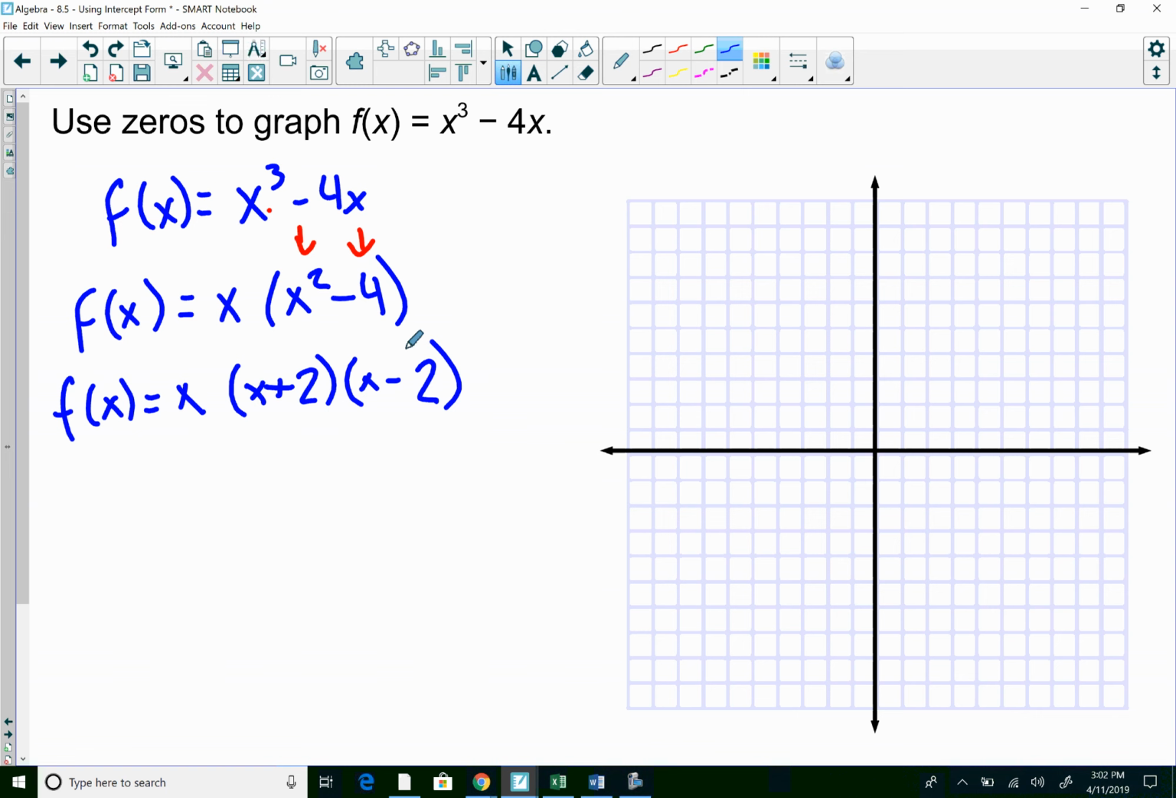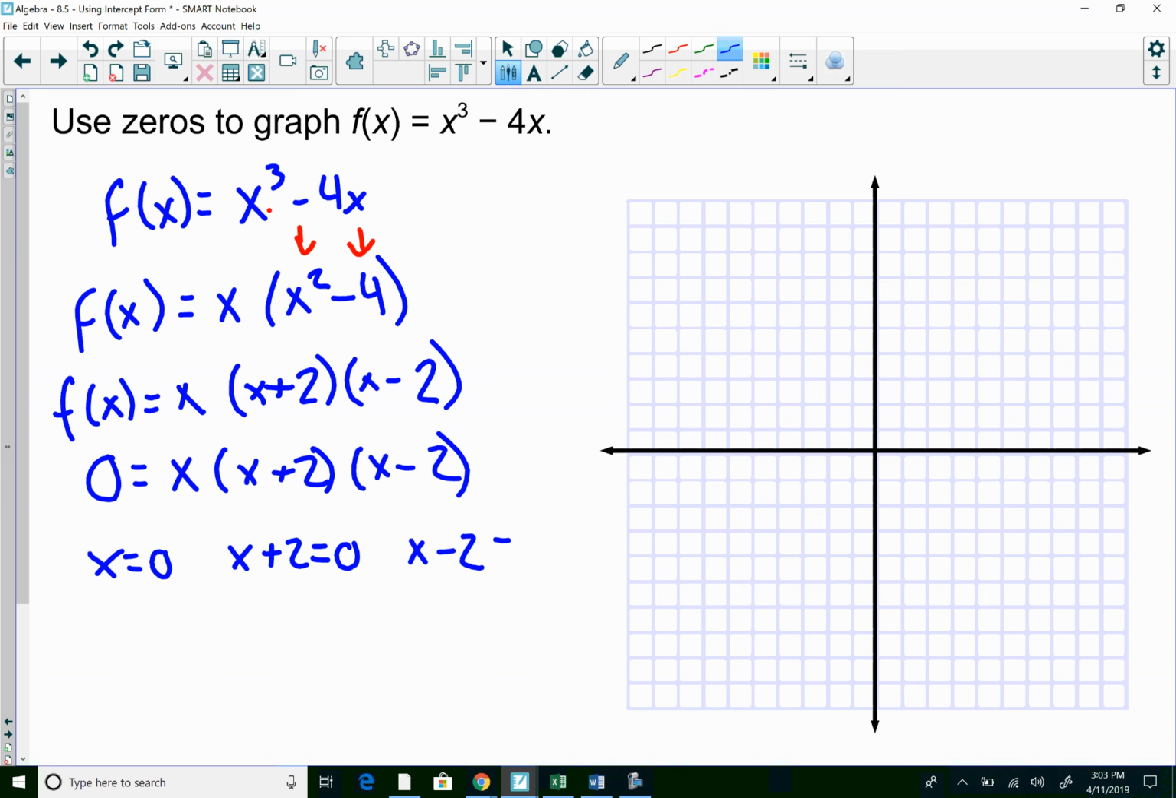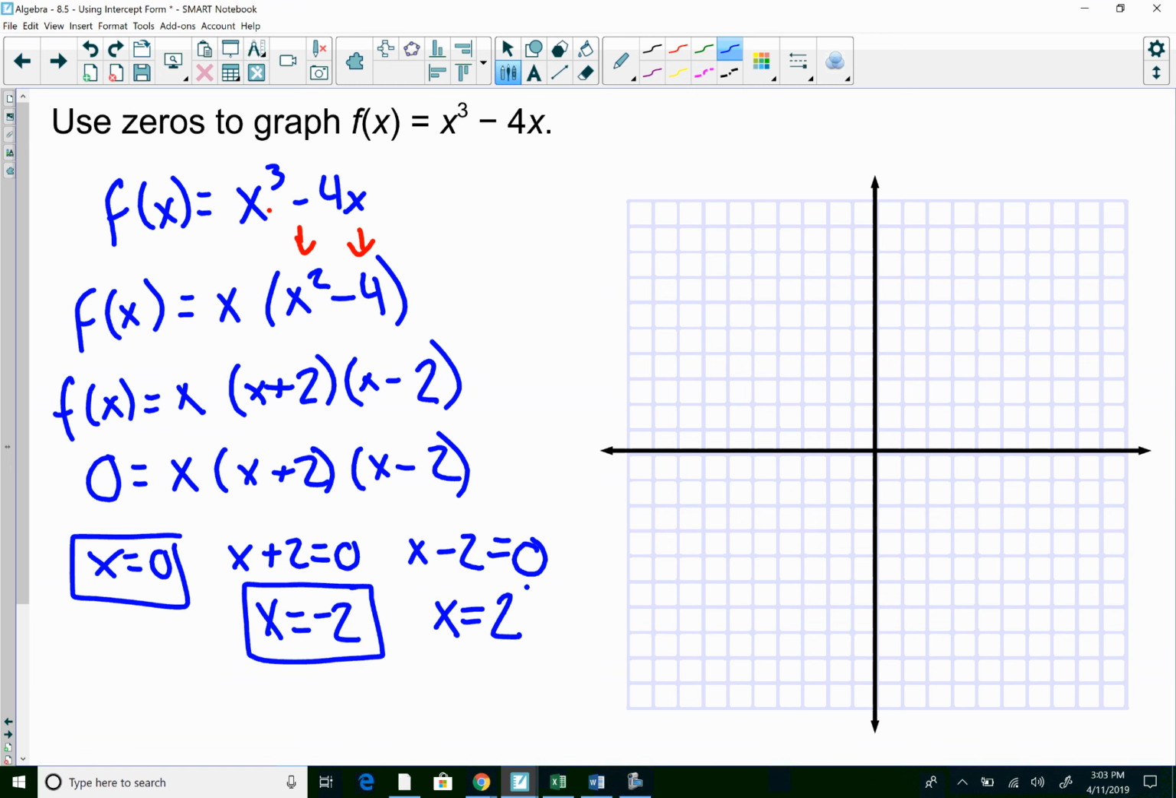And then the next thing that you can do, you guys, is you can just use the zero product property. We want to figure out where this entire thing is crossing the x-axis. So we're just going to take all three of these terms and set them equal to 0. So x equals 0, x plus 2 equals 0, x minus 2 equals 0. And we're just going to find the three x-intercepts. We already naturally got one. Here's a second one. And then our third one is x equals 2.